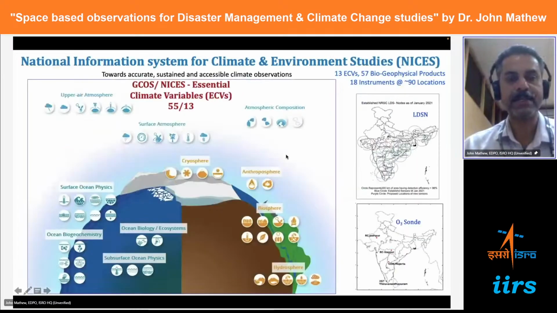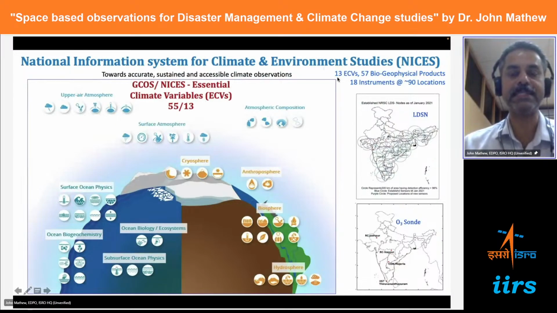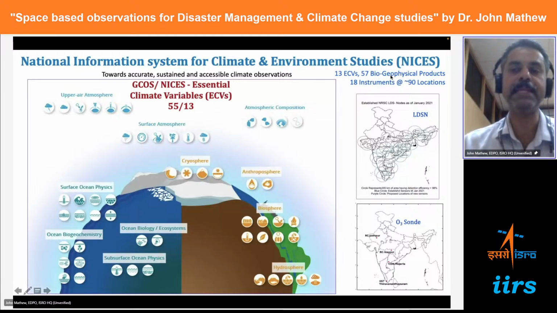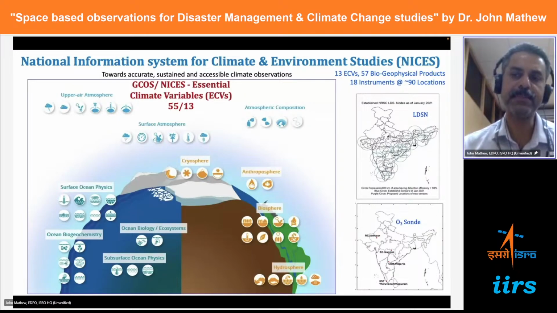What I would like to state here is that out of the 55 ECVs identified by GCOS, our NICES is able to assess, so far, 13 of such essential climate variables. But in addition to that, we have also developed 57 biogeophysical products, some of which could later become ECVs. Basically these parameters need to be calibrated, validated, and need to have sufficient accuracy and precision to become essential climate variables. So we are in the process of making some of these biogeophysical products also into essential climate variables.